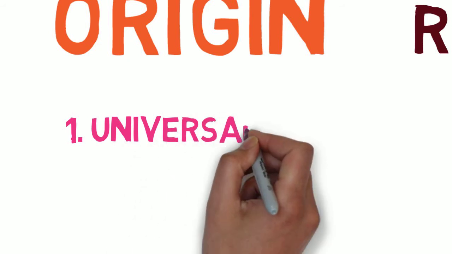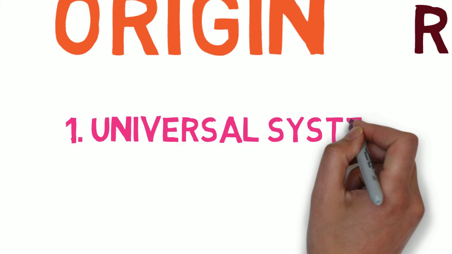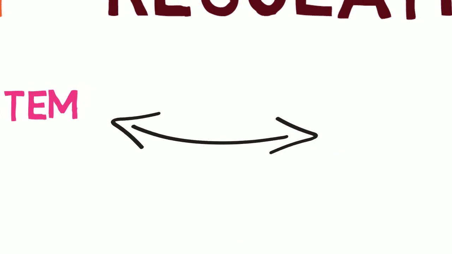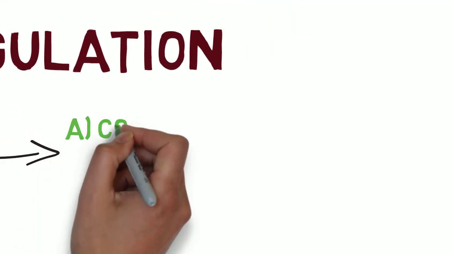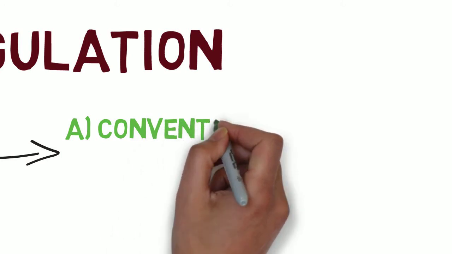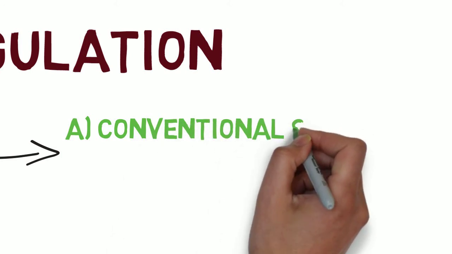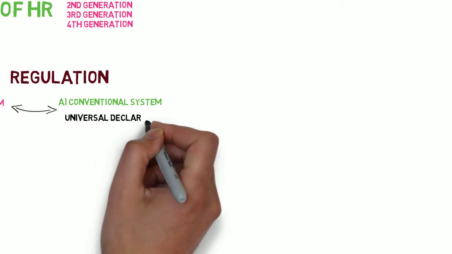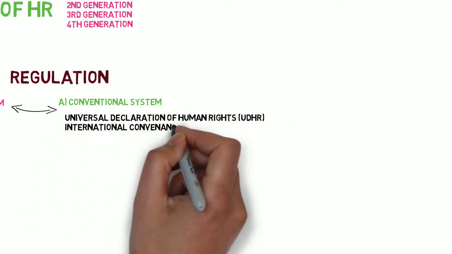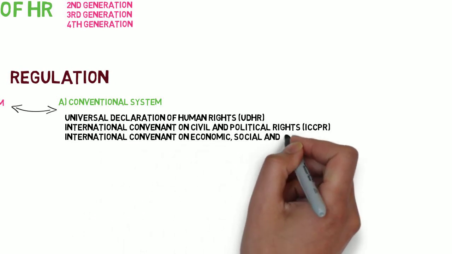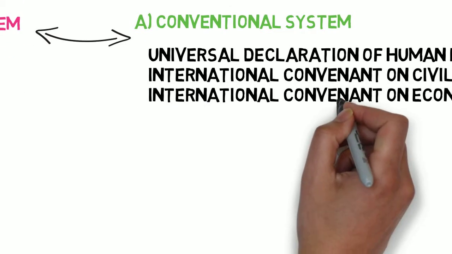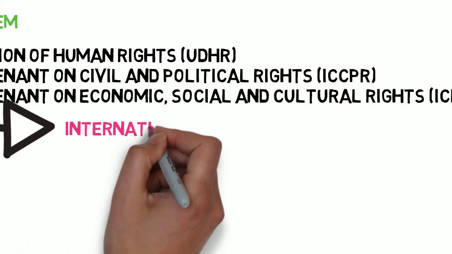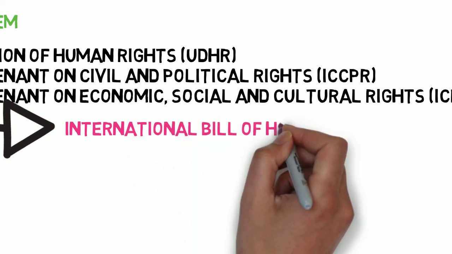So let's speak about regulation. It can be mentioned here the universal system, that is the United Nations, and the regional system. So let's look into the conventional system through the universal system. Here we have the Universal Declaration of Human Rights, then the International Covenant on Civil and Political Rights, and the International Covenant on Economic, Social, and Cultural Rights. These three legal instruments constitute the International Bill on Human Rights.